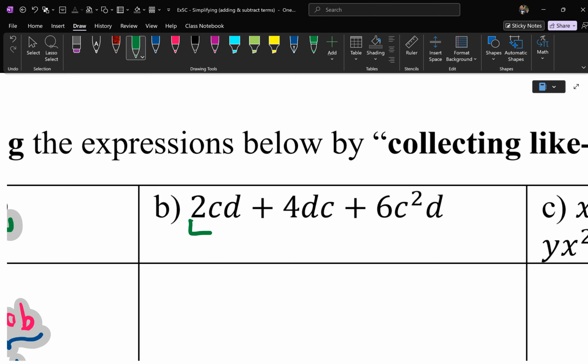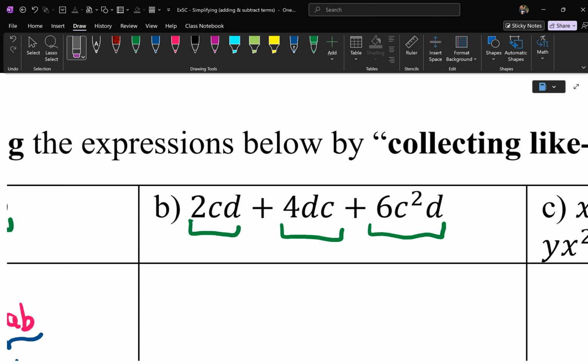So you can see that this is 1 term separated by a plus sign, 2 terms separated by a plus sign, 3 terms separated by a plus sign again. So you got 3 of them. Now at first glance, they all look different. I've got a CD, then I've got a DC, then I've got a C squared D. So they all look different.